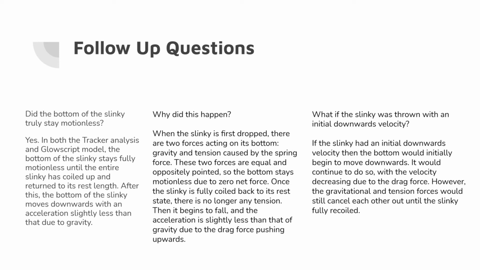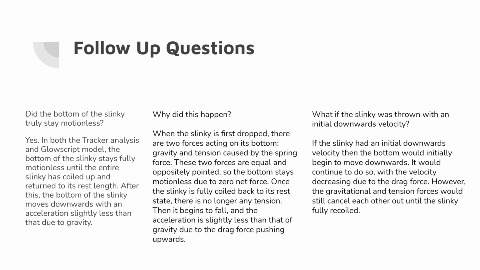Well, when the slinky is first dropped, since it starts from rest, there's two forces acting on its bottom, gravity and tension caused by the spring force. These two forces are equal and oppositely pointed, so because there's no net force, the bottom stays motionless. However, once the slinky is fully coiled back to its rest state, then the tension force from the spring force is gone. Thus, the gravitational force begins to pull it downwards. However, there is still a drag force pushing it upwards, which is why it moves with an acceleration slightly less than that of gravity.